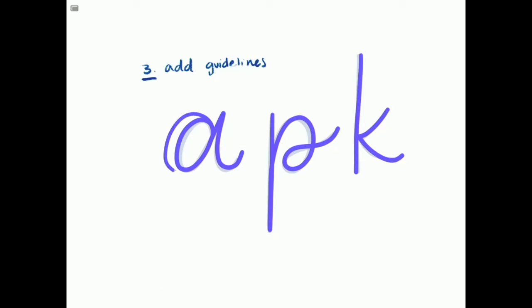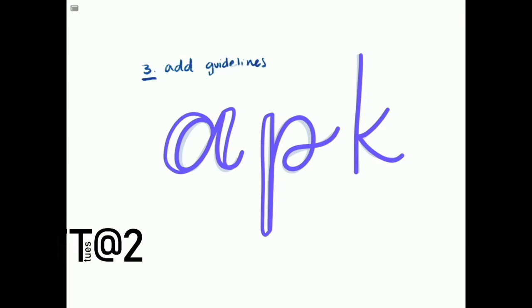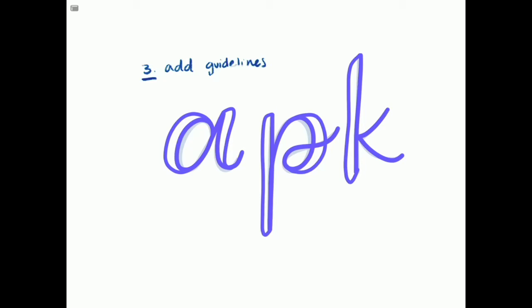So we're going to add some guidelines, and we're going to add guidelines where there will be downstrokes. So add it on the body of the A, add it on the stem of the A, and if you remember on the P, it goes down, so that's where we're going to add some guidelines there. We're going to add on the body of the P a downstroke there. Then on the K, as you remember, I only had one downstroke, so I'm going to go down. And then there we go. Those are guidelines. So with these guidelines, this is where you're going to fill them in.